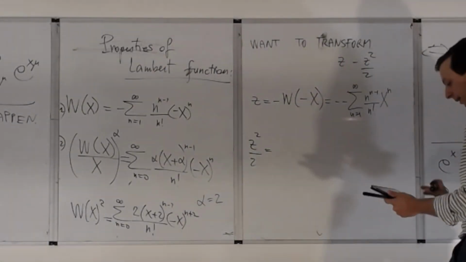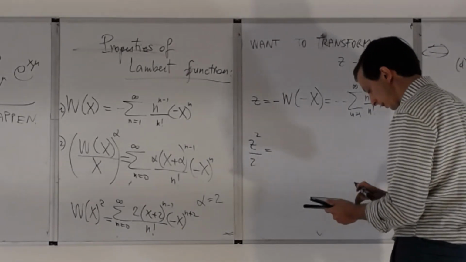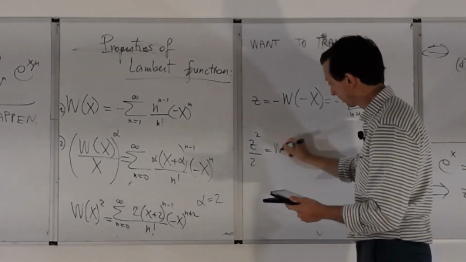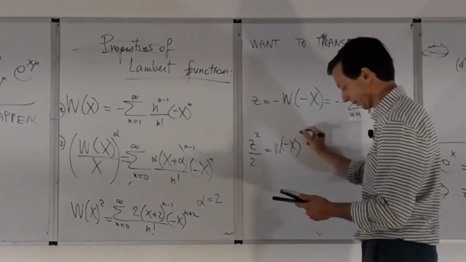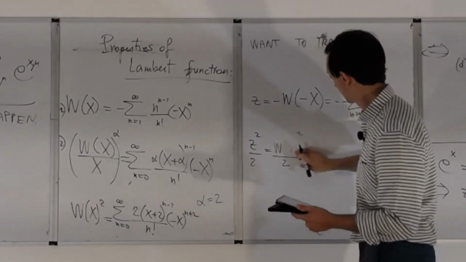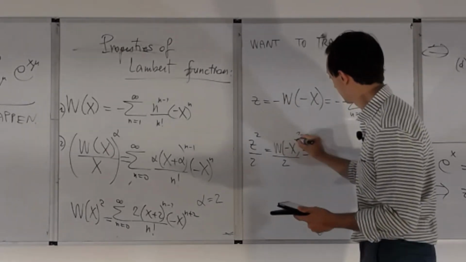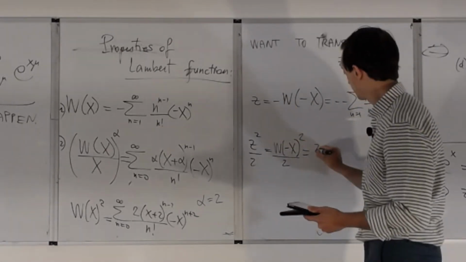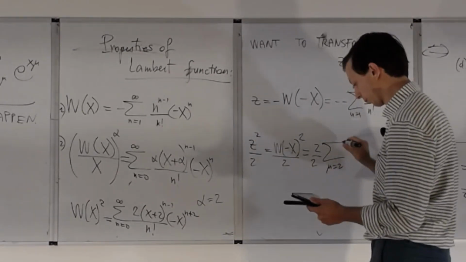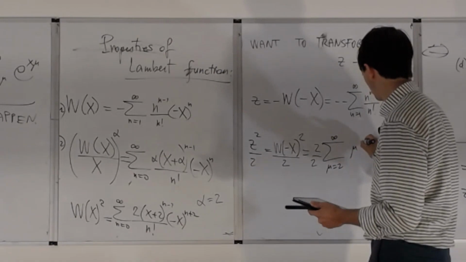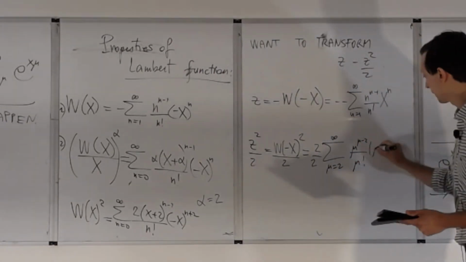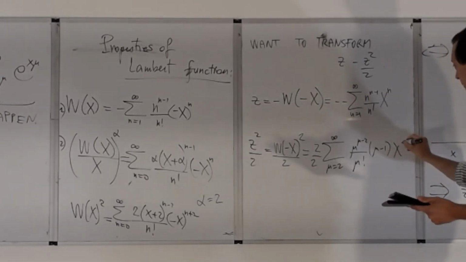Now I take a z squared, and I put it inside. So this is now minus x squared divided by 2. Sorry, my writing is messy. This is 2 divided by 2 times the sum of mu that goes from 2 to infinity of mu to the power mu minus 2 divided by mu factorial, mu minus 1, x to the power mu.